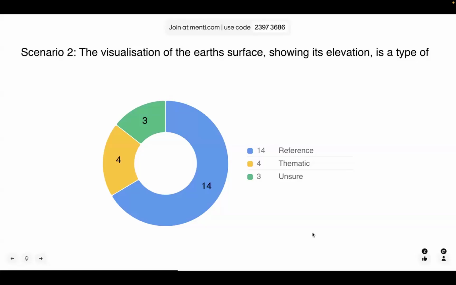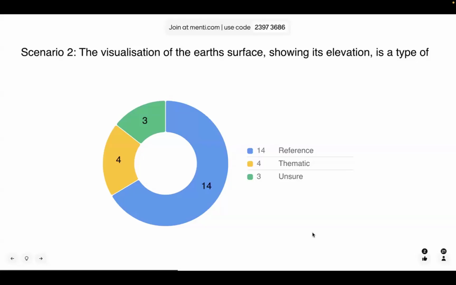And if you've ever gone on walks or done anything like that, you'll know that these maps are normally represented by what we call contour lines. And these contour lines show you how basically elevated an area of the Earth is. So yeah, I would argue that this is simply a reference map.